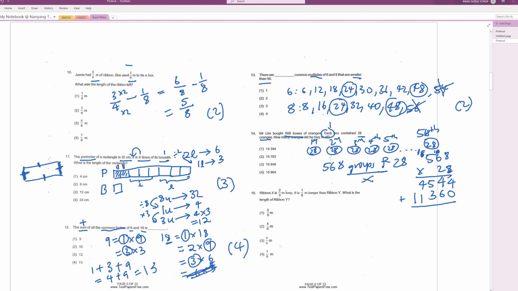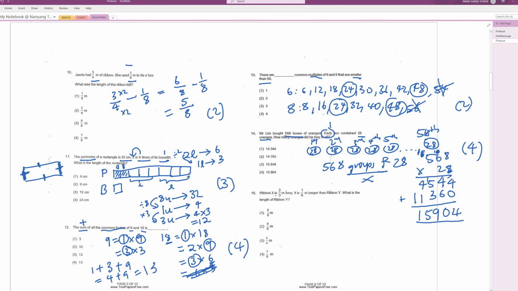Alright, now we find the sum of these two numbers. 4 plus 0 is 4. 4 plus 6 is 10. So we put the 0 over here and the 1 on top. 1 plus 5 is 6. 6 plus 3 is 9. Next, 4 plus 1 is 5. Nothing plus 1 is 1. So the correct answer is 15,904, and the answer is option 4.